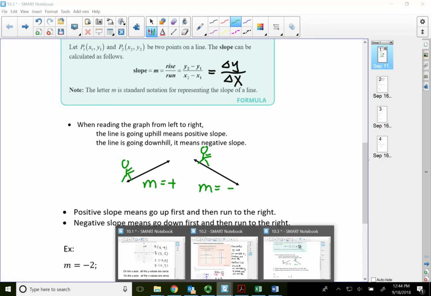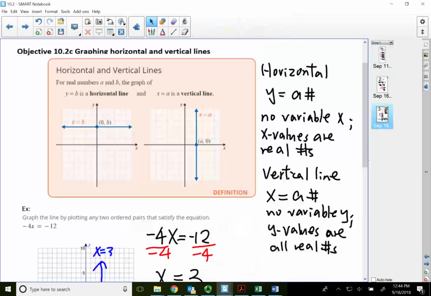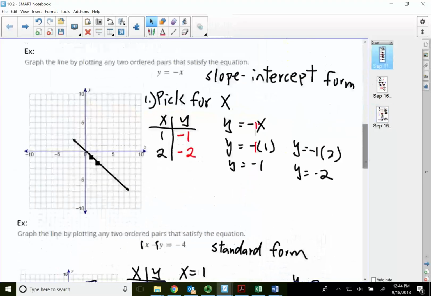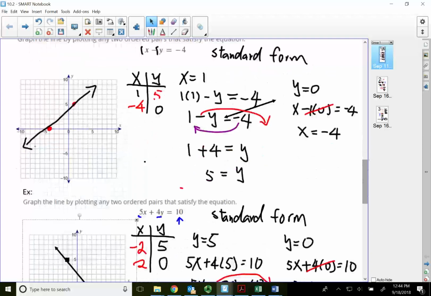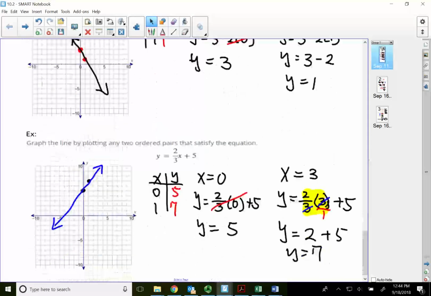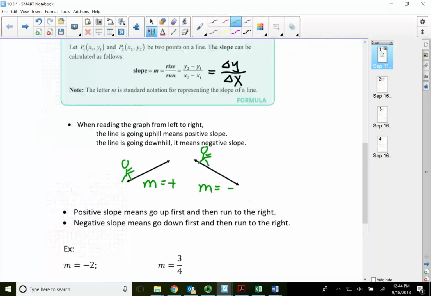So let's go back to module 10.2. Let's take a look at some of these lines that we graphed before. So this very first example we did, y equals negative x. All right, going down the hill, so the slope is negative. Going up the hill from left to right, the slope is positive, okay? So every time left to right going down, negative slope, okay? Left to right going up the hill is positive slope.